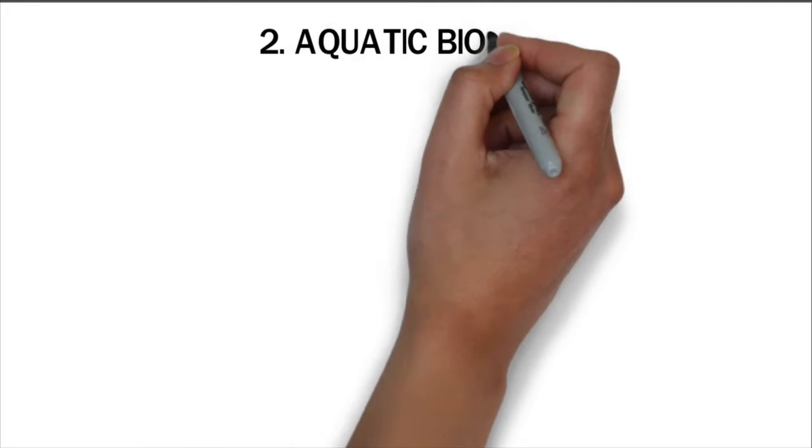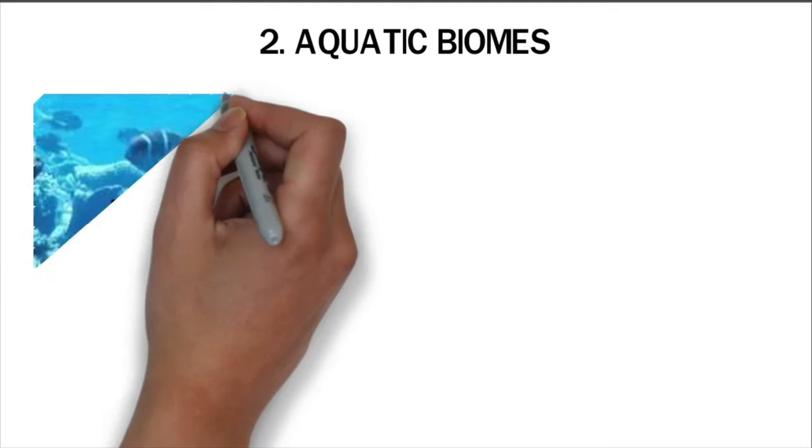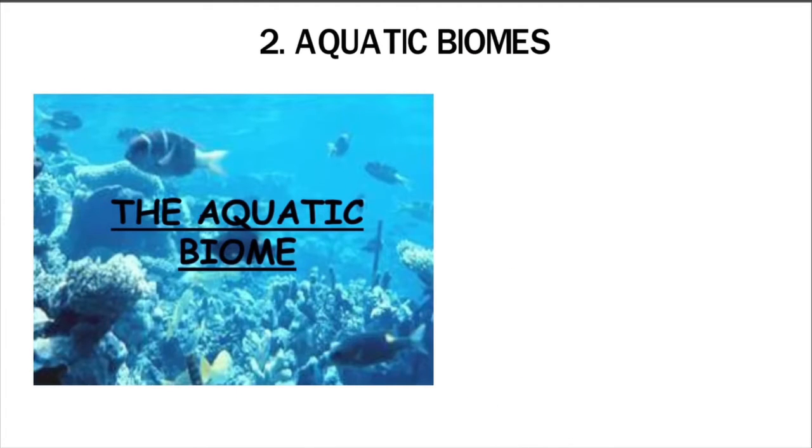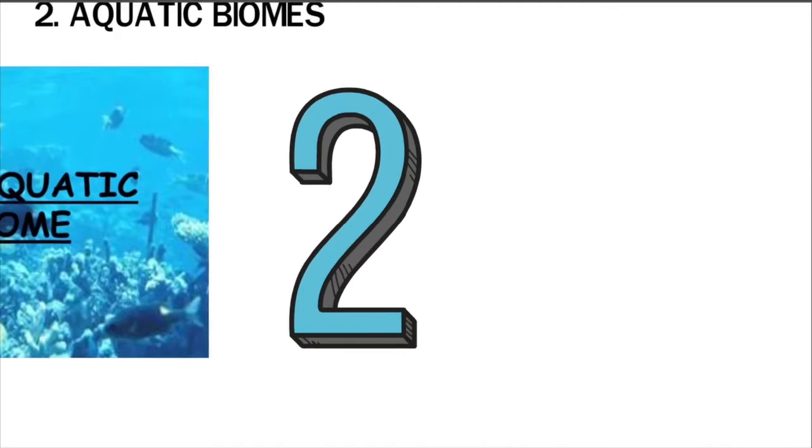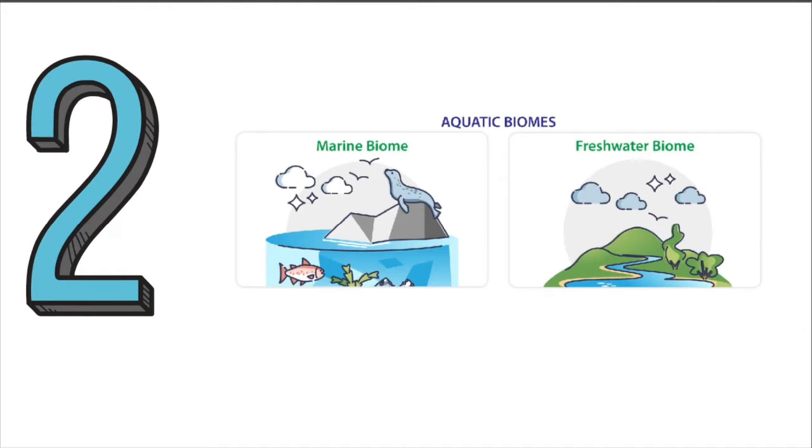Aquatic biomes. Aquatic biomes can be classified based on the type of water found in the region. These biomes can be divided into two main categories, marine and freshwater biomes. Types of aquatic biomes. A.